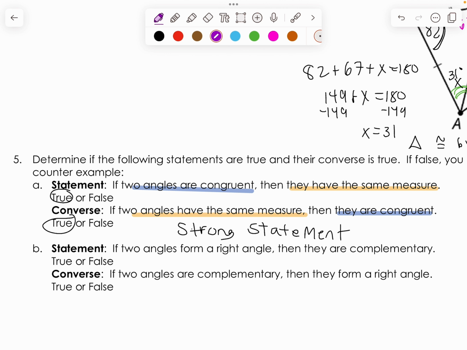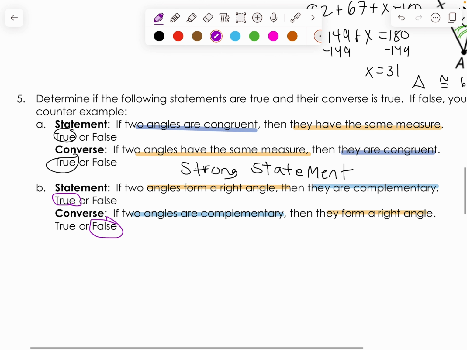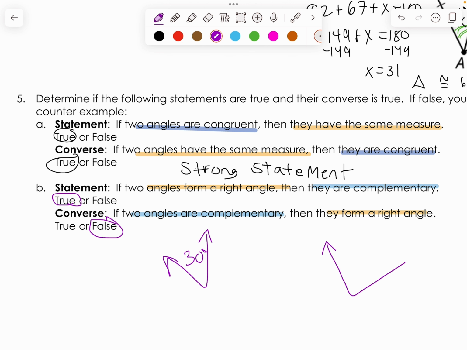If two angles form a right angle, so let's highlight that. The hypothesis is the first part, the conclusion is the second part. We're going to swap them. If two angles form a right angle, then they are complementary. True, because they add up to 90 degrees. But if two angles are complementary, then they form a right angle. That's false. This is a counterexample right here. You got a 30-degree angle over here, 60-degree angle over here. They are complementary, but they're not forming any right angles.